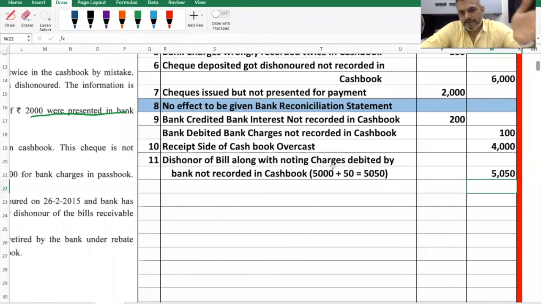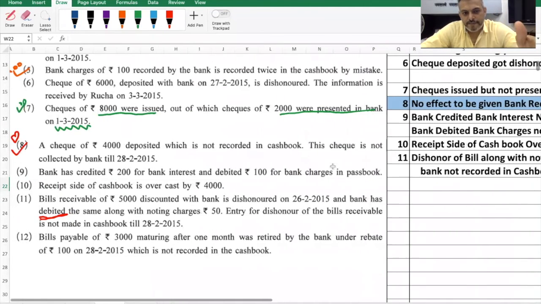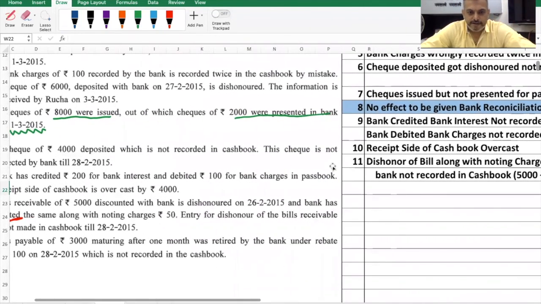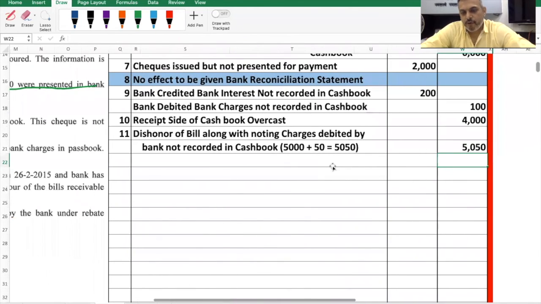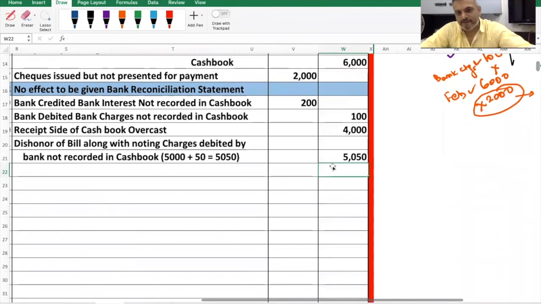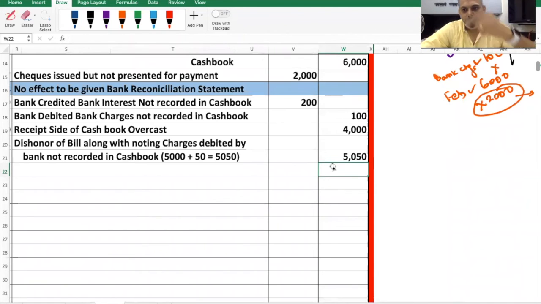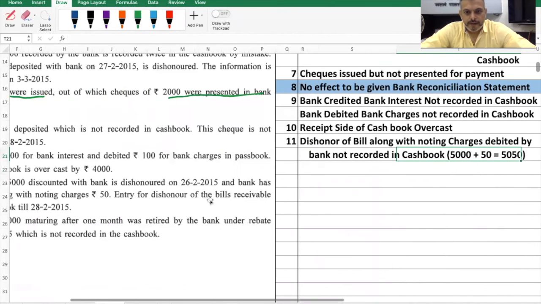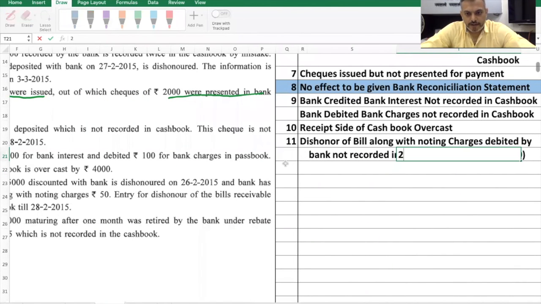Or it will also be given in the transaction कि bank has debited, so we should credit. Bank will debit what, 5,000, so bank हमसे recover कर ही लेगा, but bank charges भी लेगा. Noting charges जो उसने pay किया है हमसे collect करेगा, so bank will debit bill amount plus the noting charges. Let's go to the 12th one.